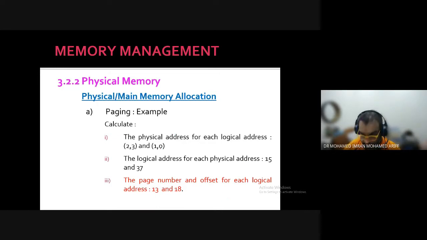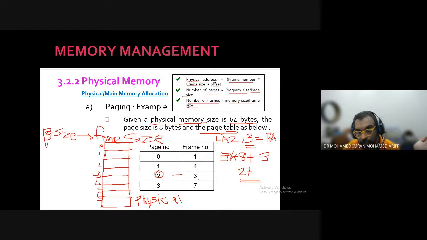10. Okay, so 10 is page 1, offset 0. Simple. Page 1 is in frame number 4. Multiply by 8, plus 0, because the offset is zero. So 8 times 4 is 32, plus 0, you get 32. Okay, let's do the next one.